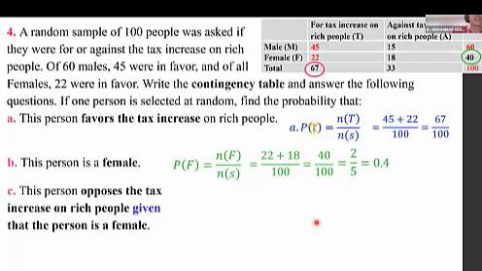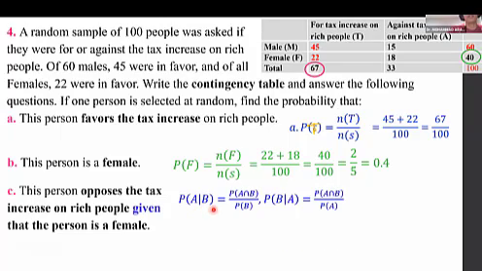What is the probability that this person opposes the tax increase on rich people, given that the person is a female? Now, the moment you see given, your total sample space, the grand total, is no longer this. So I want to give you the formula, and then I want to give you the easy way out. Let's discuss the formula first. Probability of A given B is defined as probability of A intersection B over probability of B. Probability of B given A has the same probability in the numerator, which is the probability of A intersection B, over the probability of A.